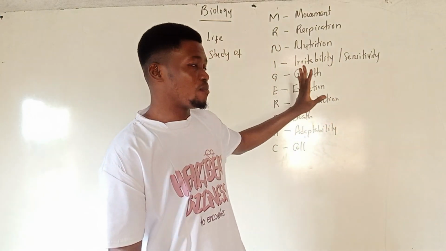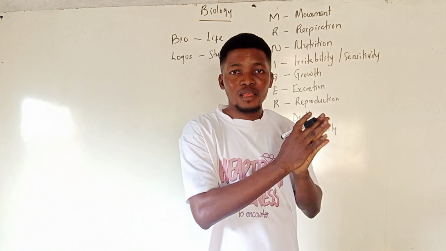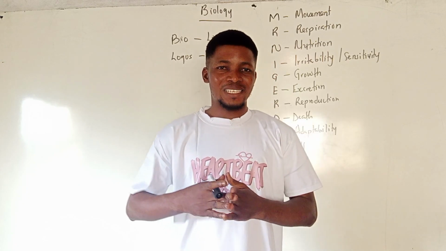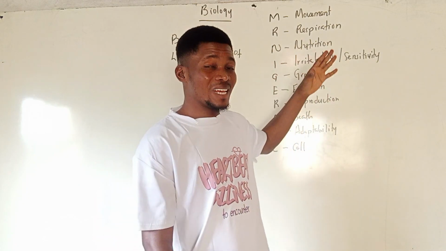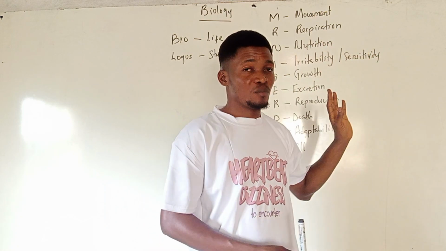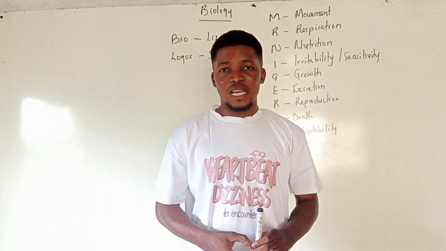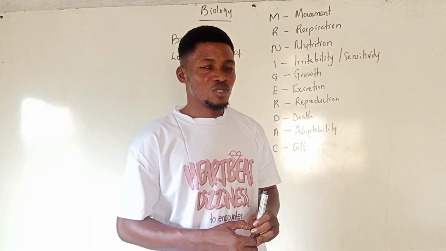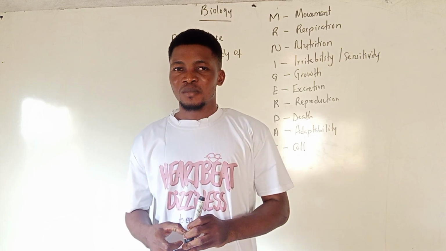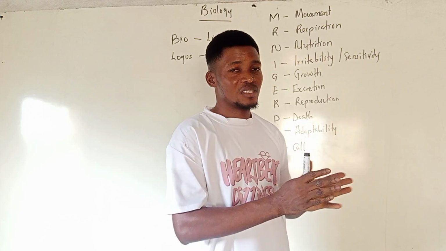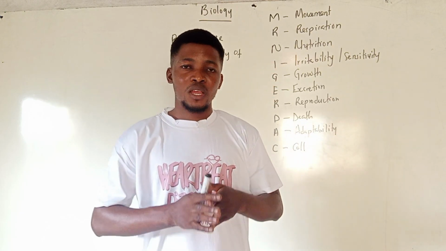So these are the characteristics that differentiate living things from non-living things. Any organism that is said to be a living thing must possess all these characteristics, not some. And so any organism that does not possess all these characteristics is said to be a non-living thing. So that is that. Today we have known the characteristics of living things and non-living things. The characteristics are what differentiate living things from non-living things.